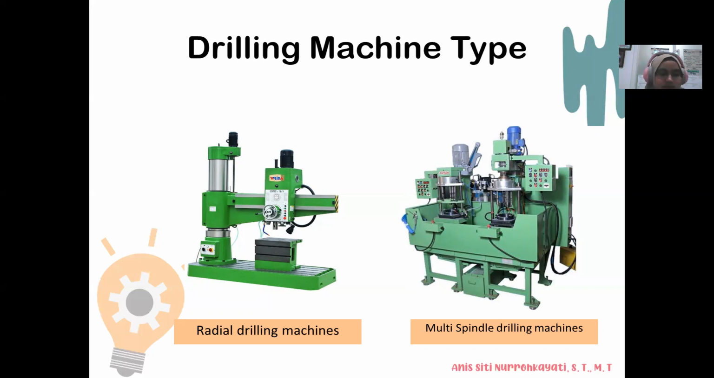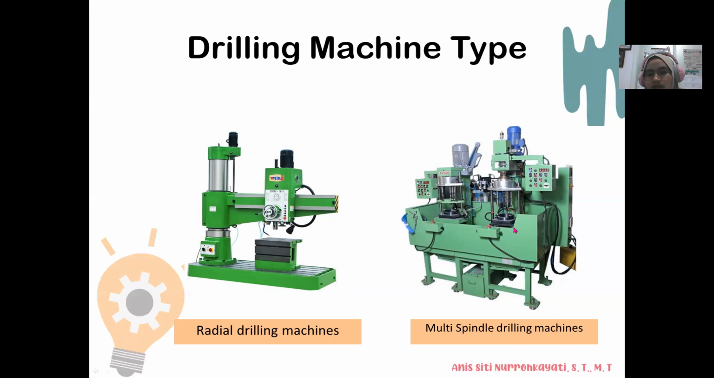On these machines, more than one hole may be drilled at one time. These machines are very useful for mass production work. So if we want to drill some workpiece at one time, we can use a multiple spindle drilling machine.